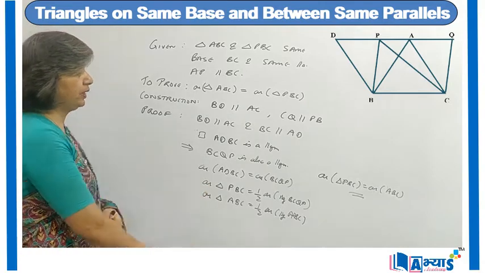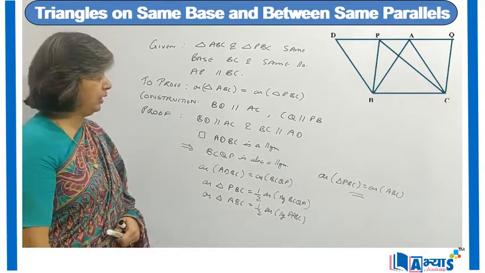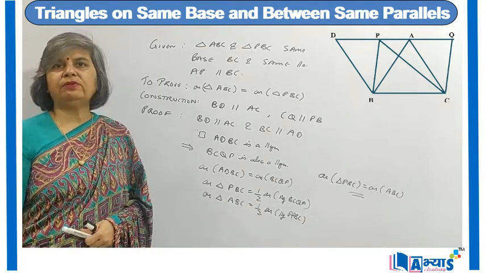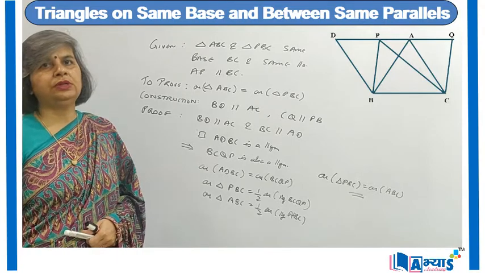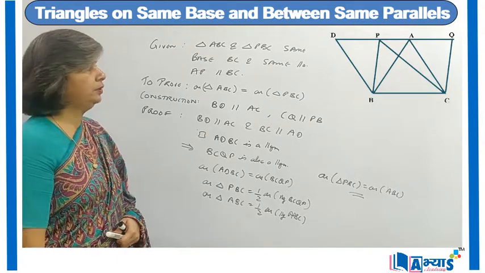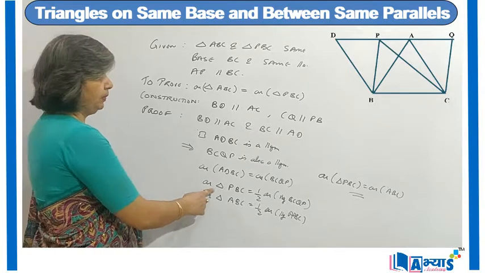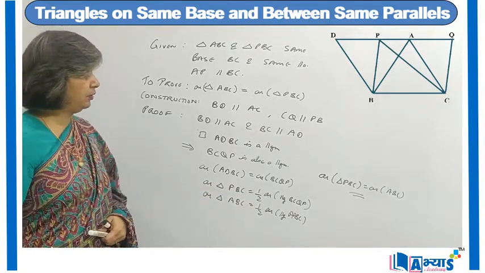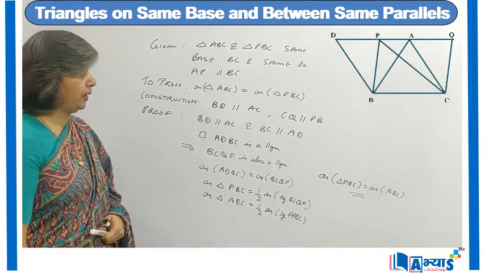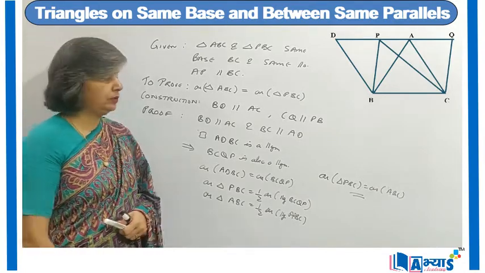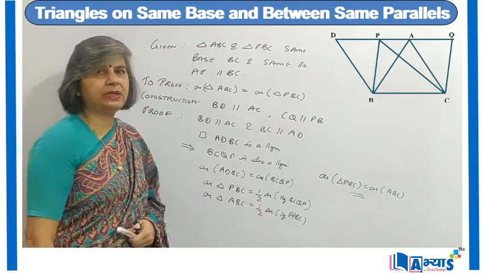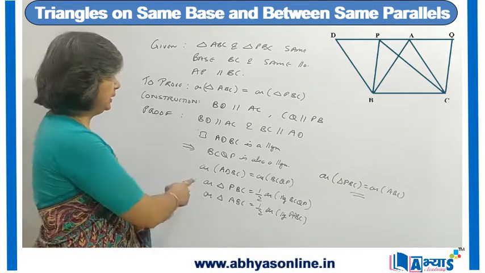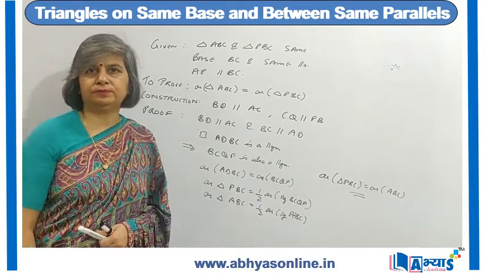And we know that area of triangle PBC is half of area of parallelogram BCQP, because the diagonal in a parallelogram divides it into two congruent triangles. So the area of one triangle is half of the total area. Similarly, area of triangle ABC is half of parallelogram ADBC. Now the areas of both the parallelograms are equal because they are on the same base and between the same parallels, so we can say that the areas of both the triangles are equal.